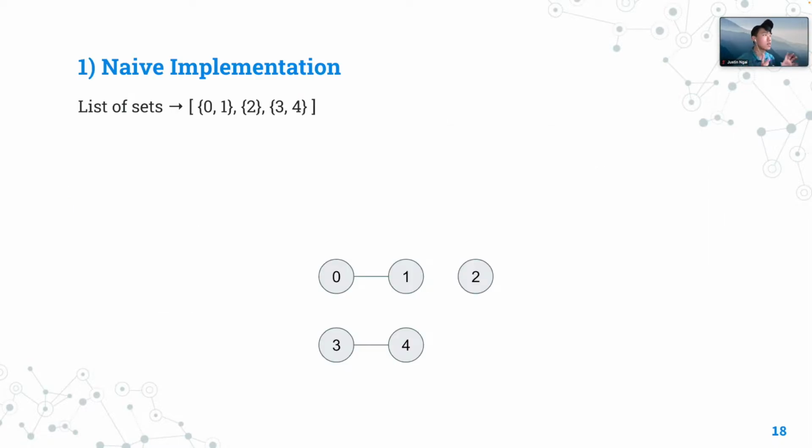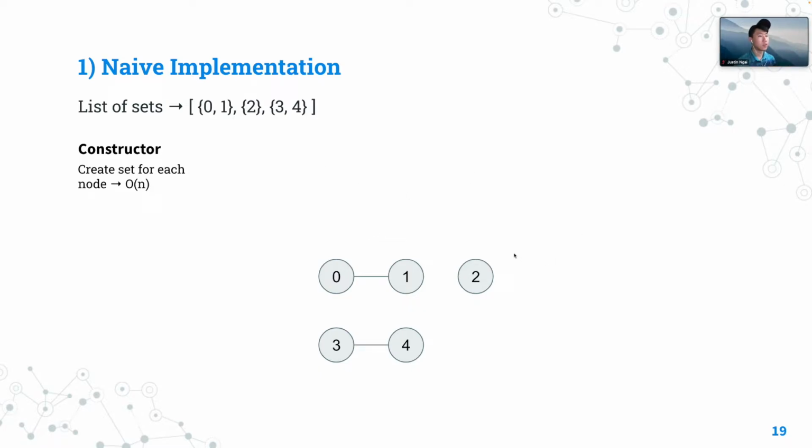And let's think of a very naive implementation first, right? So I'm keeping track of sets, so why don't I just keep track of it in terms of a list of sets, right? That sounds pretty intuitive. And so down here, I have a visualization of what I have up here, but it basically is saying that 0 and 1, they're a set, 3 and 4, they're a set, and 2 is by itself. So that's represented down here.